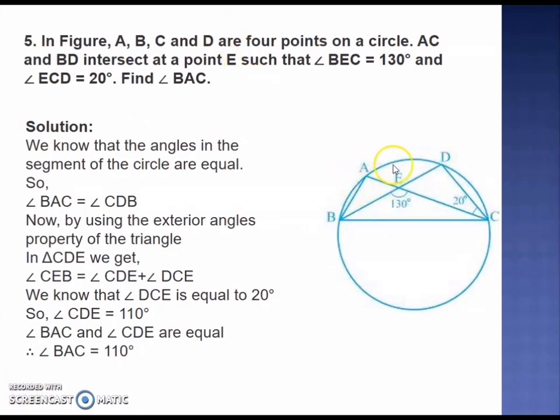In the figure, A, B, C and D are four points on the circle. AC and BD intersect at point E such that this angle BEC is equal to 130 degrees. Angle ECD is 20 degrees. This angle is 20 degrees. You have to find angle BAC.